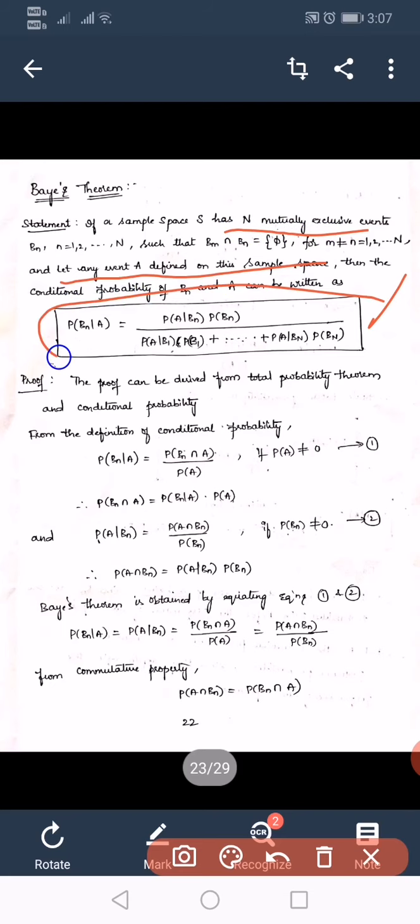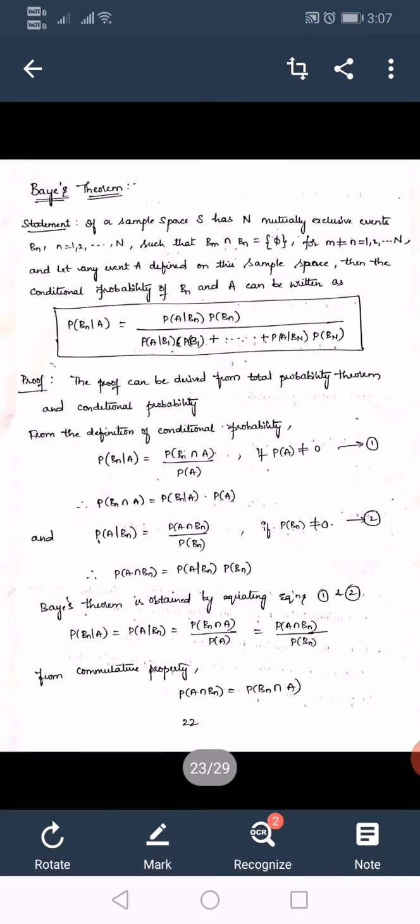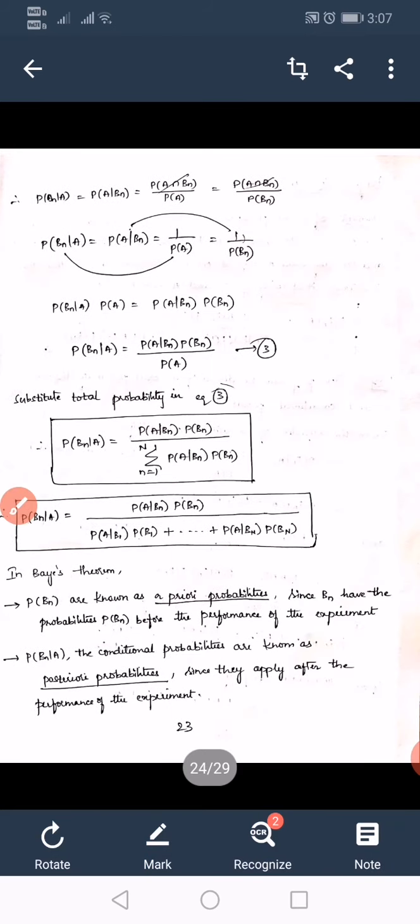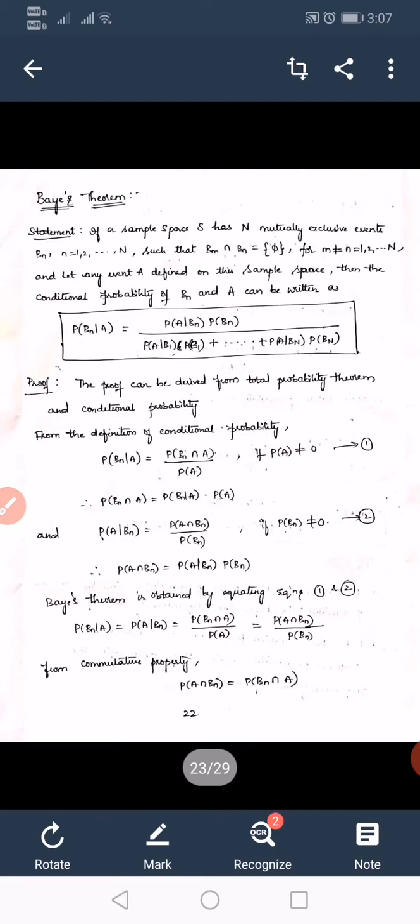So this formula you have to remember. This is Bayes theorem. So let us see the proof. The example of Bayes theorem we will discuss after this proof. So let us see the proof.